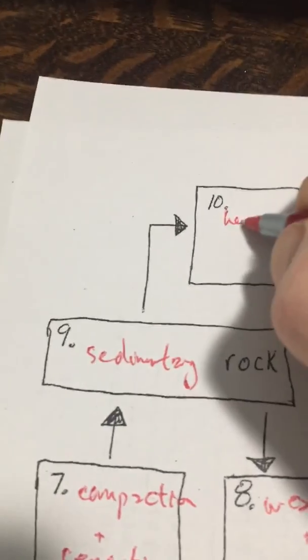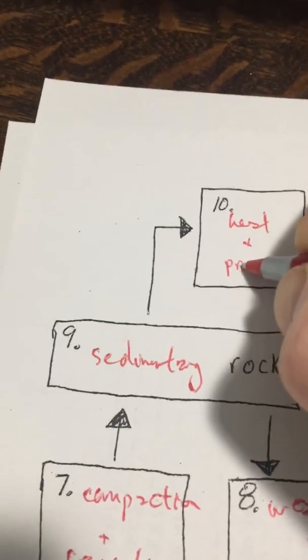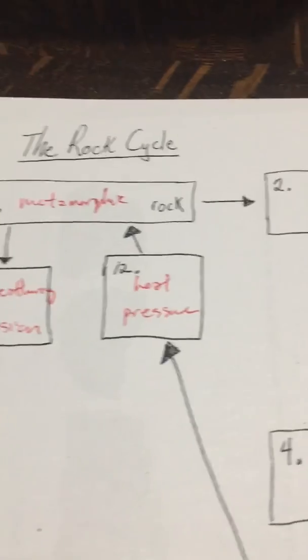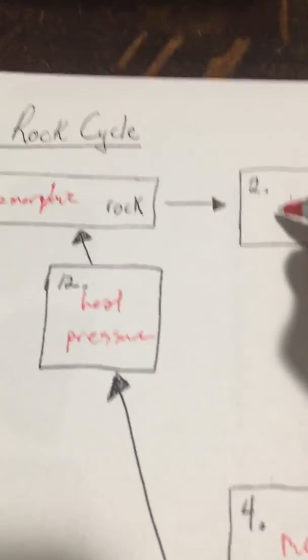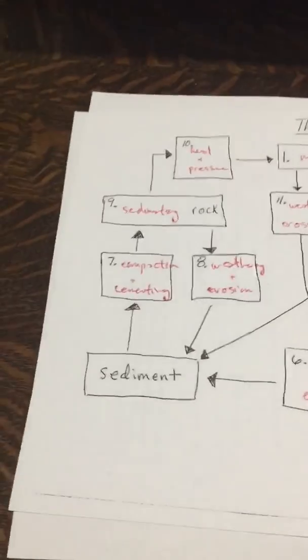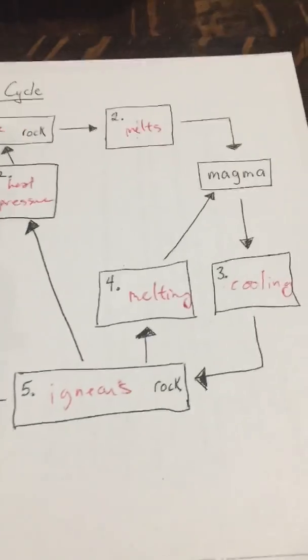And sedimentary rock undergoes a process to become metamorphic rock. What process would that be? Heat and pressure. Okay, and then last but not least, metamorphic rock. What happens to metamorphic rock before it becomes magma? It melts. So that's what your board should have looked like with those different processes.